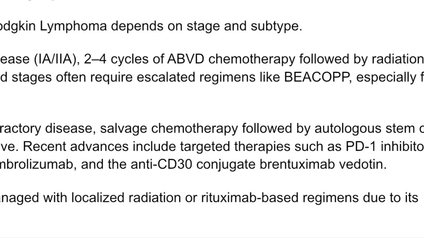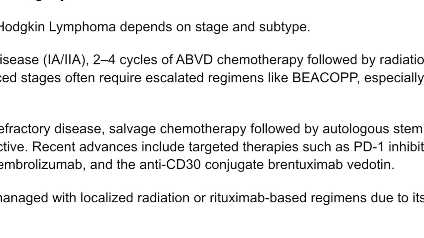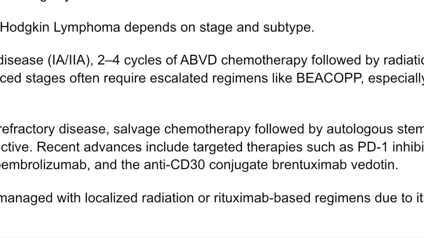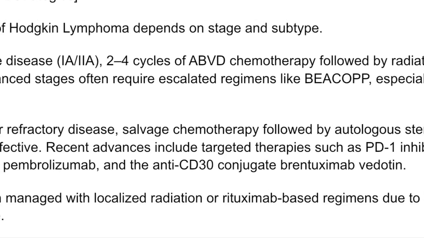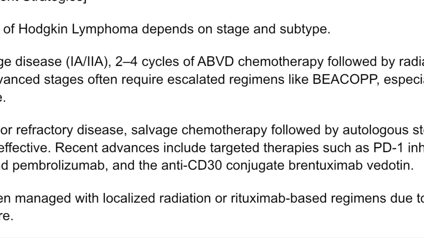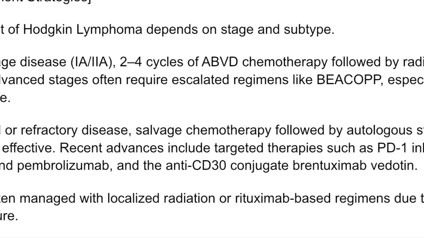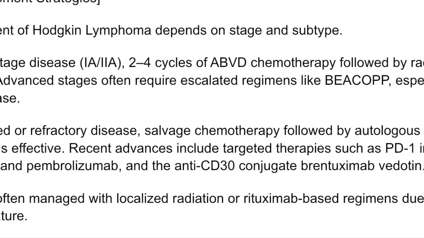For early stage disease, IA/IIA, 2 to 4 cycles of ABVD chemotherapy followed by radiation is standard. Advanced stages often require escalated regimens like BEACOPP, especially for bulky disease. For relapsed or refractory disease, salvage chemotherapy followed by autologous stem cell transplant is effective.